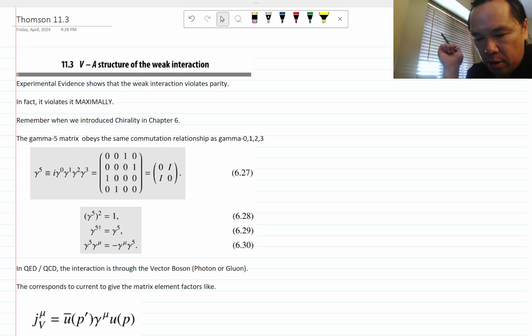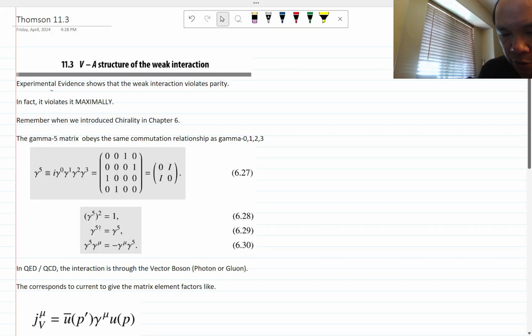Everyone, now we're going to dive into the section in 11.3 in Thomson. It's the V minus A structure of the weak interaction, and hopefully by the end of this section we'll understand what V minus A means. In the previous section, we saw that the weak interaction violates parity.